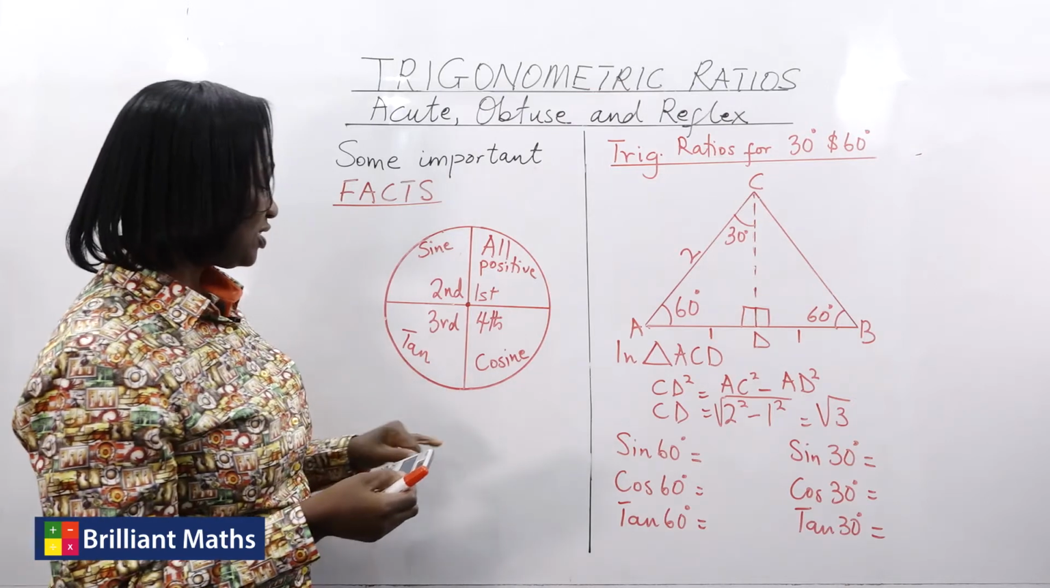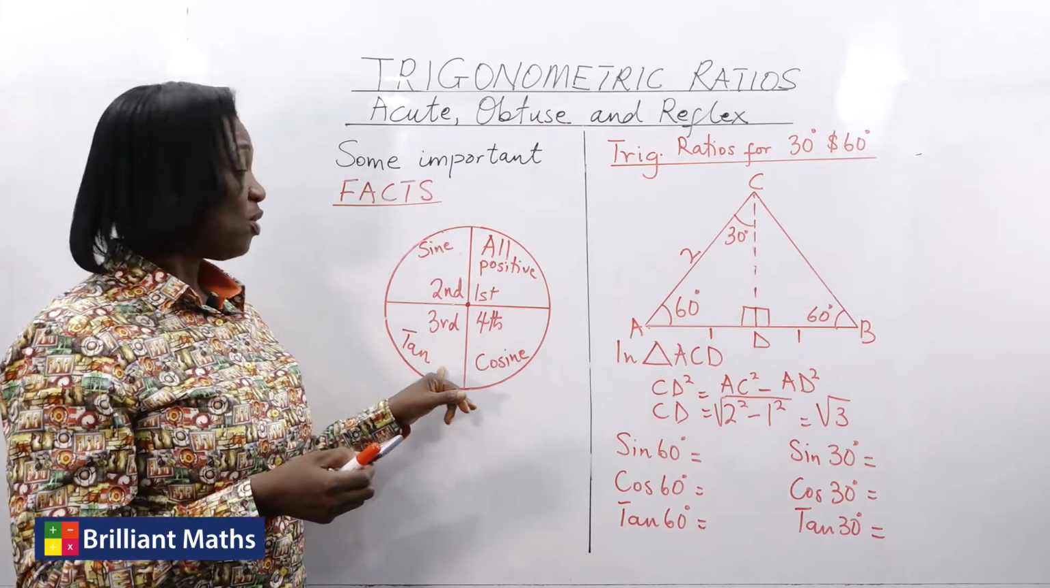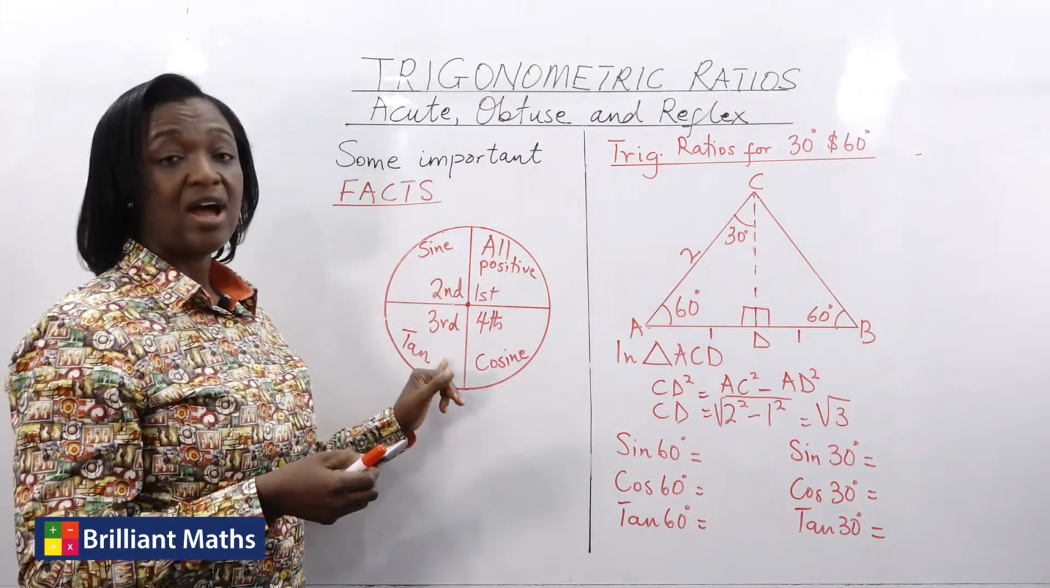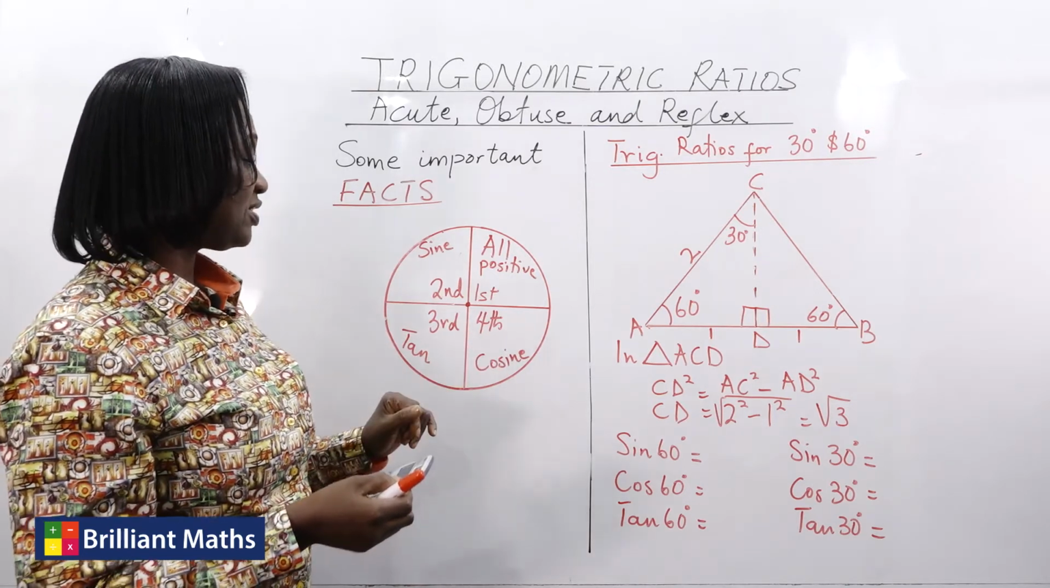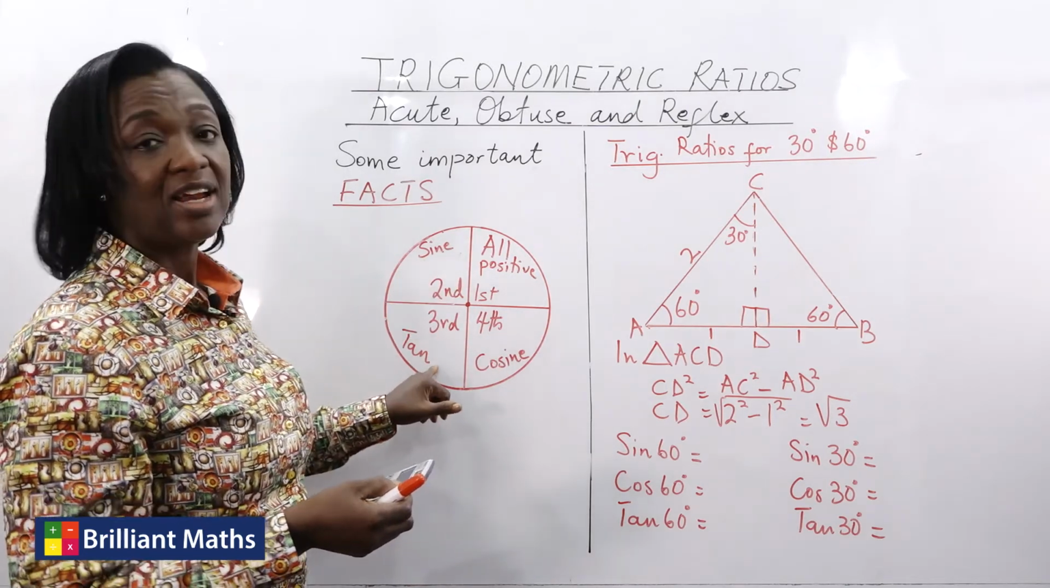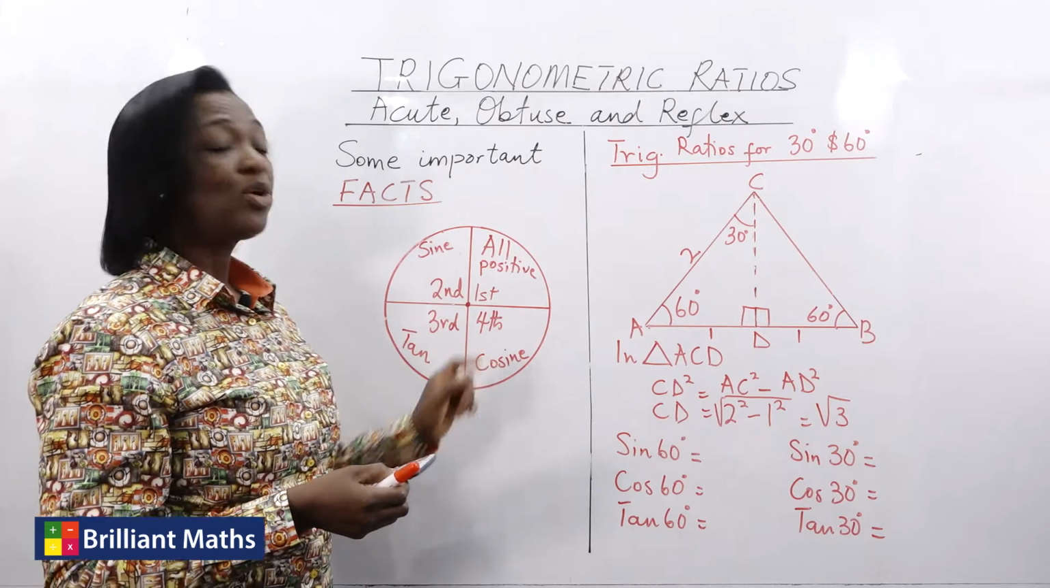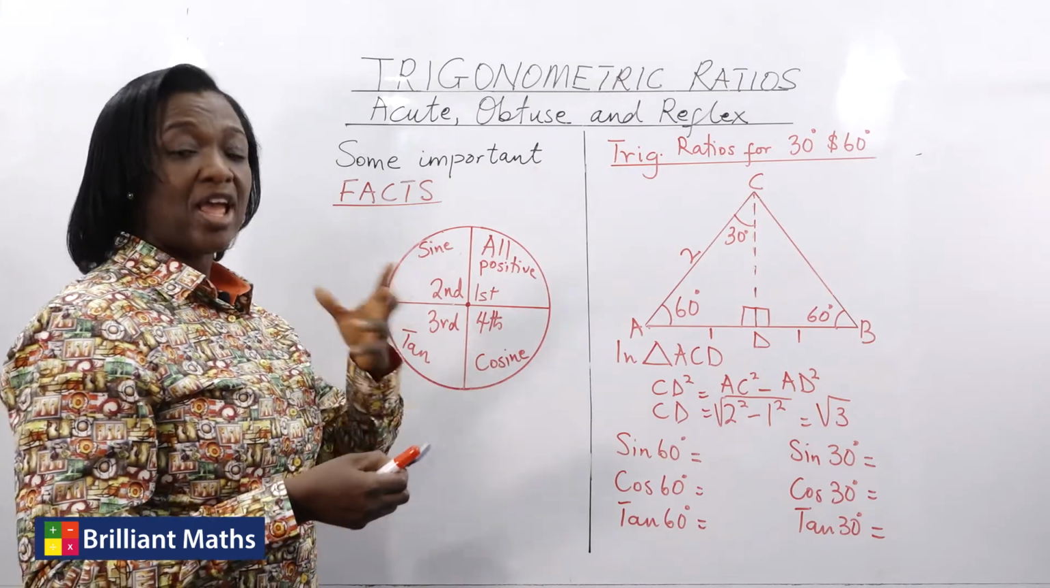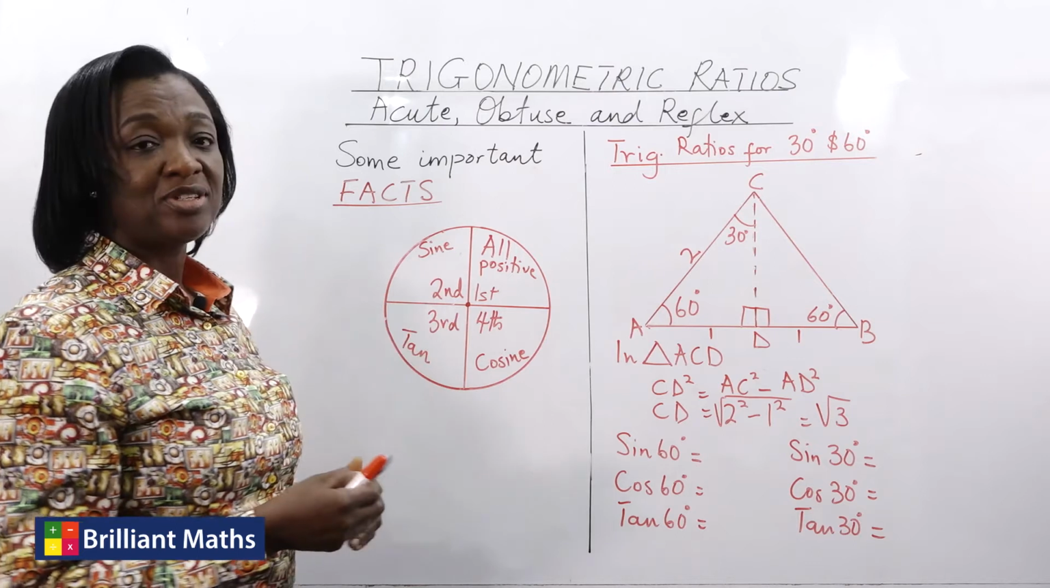In the third quadrant, only tan is positive. Sine and cosine are negative. And in the fourth quadrant, sine and tan are negative, while cosine is positive. It's just interesting for you to take note of that.